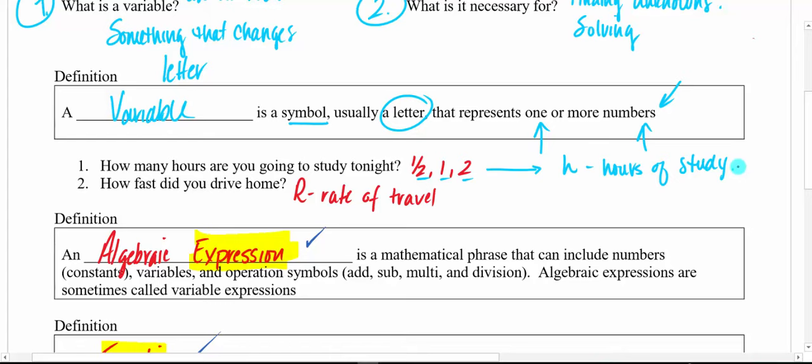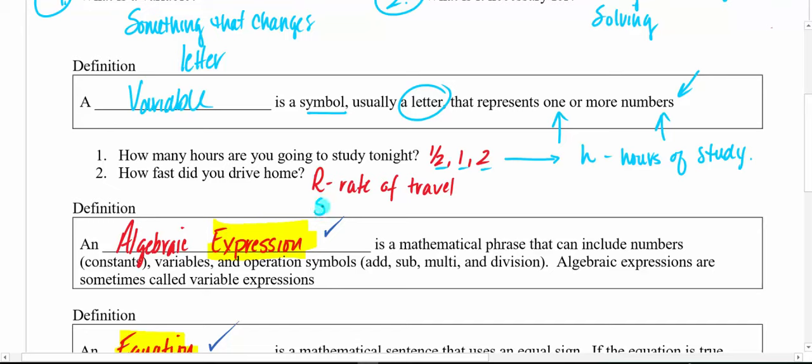I could choose X. I could choose Y. There's reasons to choose X and Y, and we're more familiar with X and Y, and we'll get into why we use those quite a bit. But for now, I would probably choose H for that. And you can see the number 2 we did. It says, how fast did you drive home? I'd probably choose R for rate of travel. Some of you might choose S for speed. In math and science, we tend to use R as a rate versus a speed there. But either one of those would be perfectly fine to use.